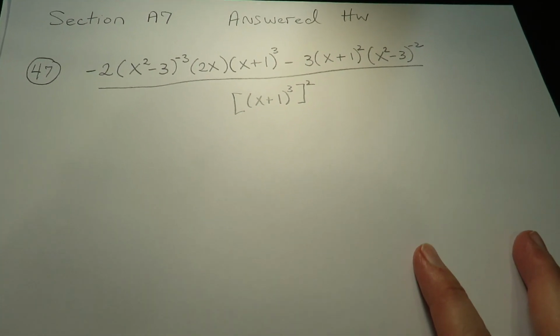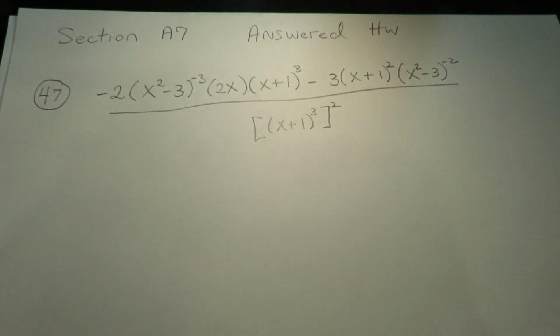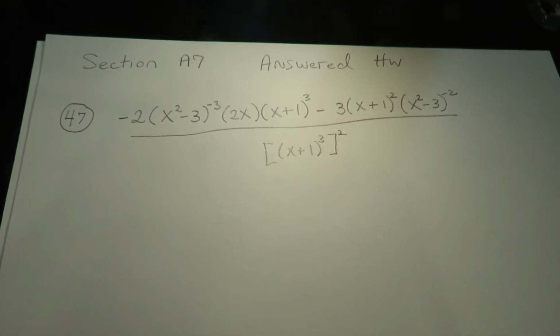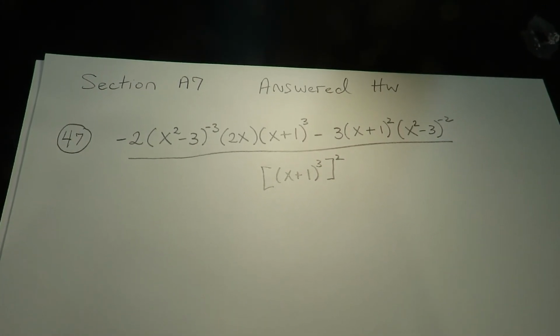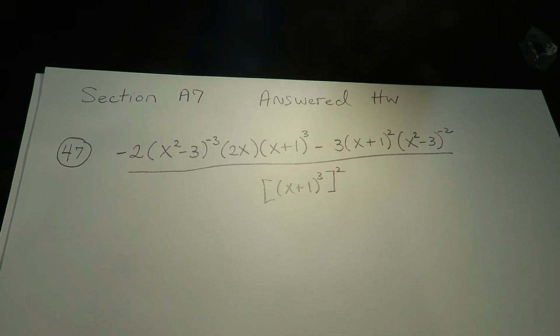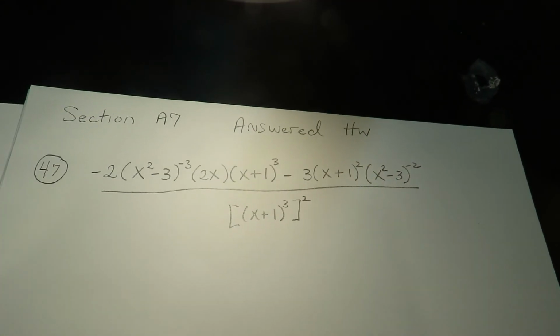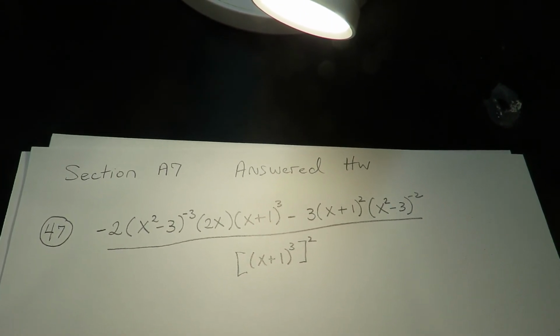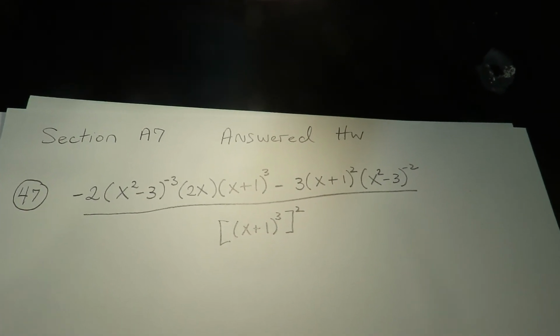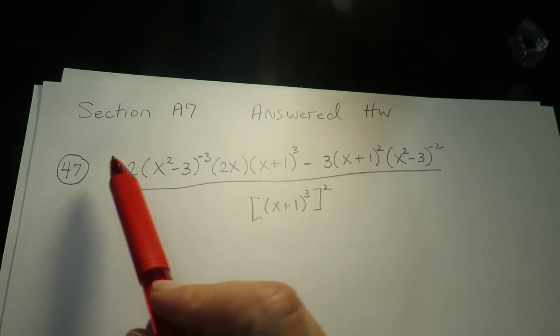Okay gang, going over the homework. This is section A7, which means appendix. It's in the back of the PDF book, textbook. And number 47. Okay, so I asked you guys to first see if any of the little bits would combine. So that's what I'm going to look for first.